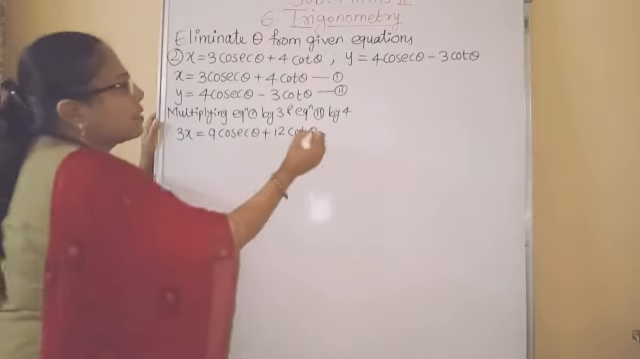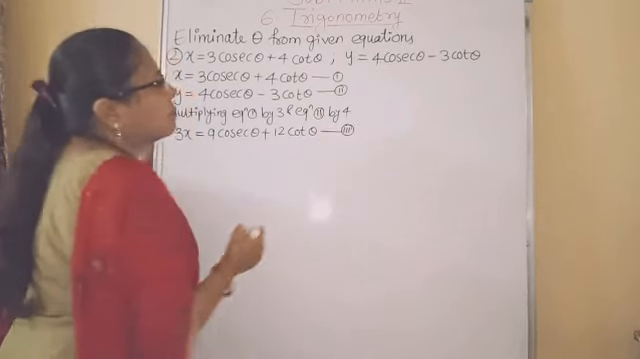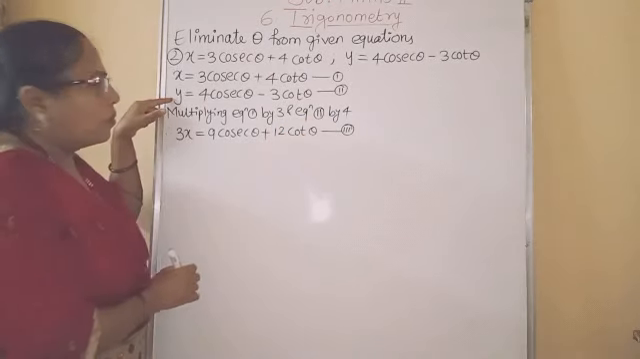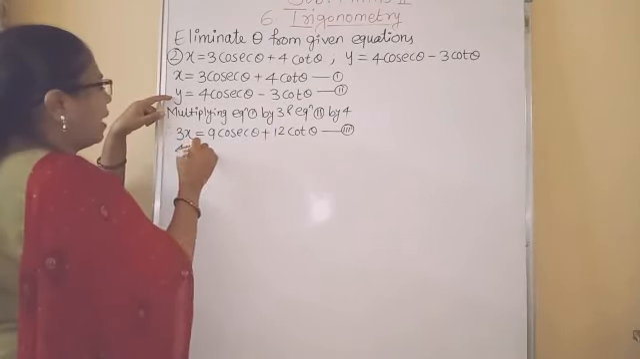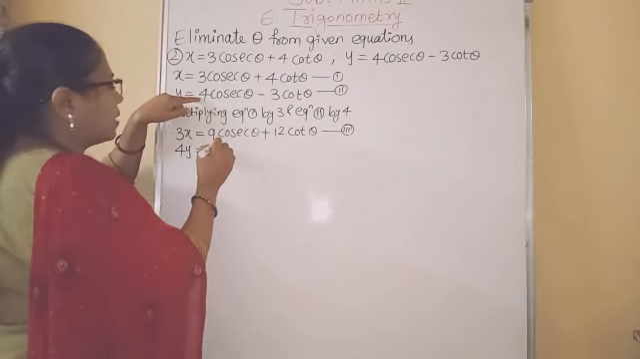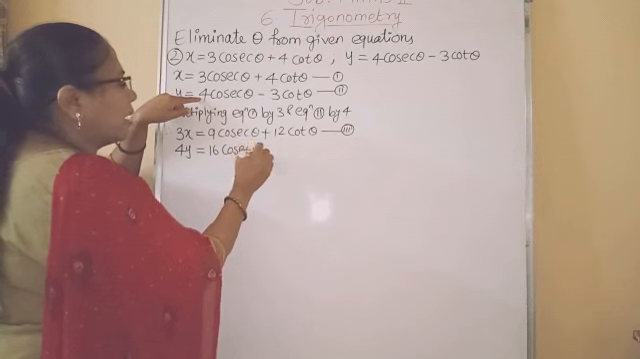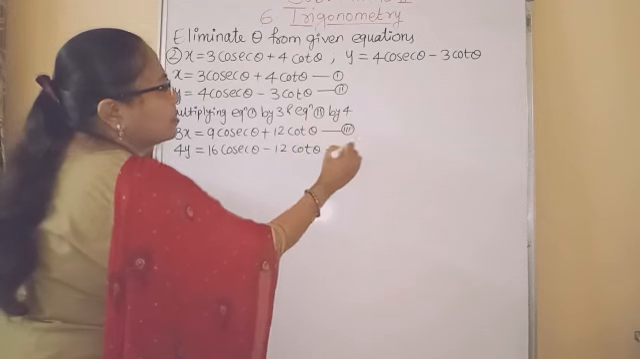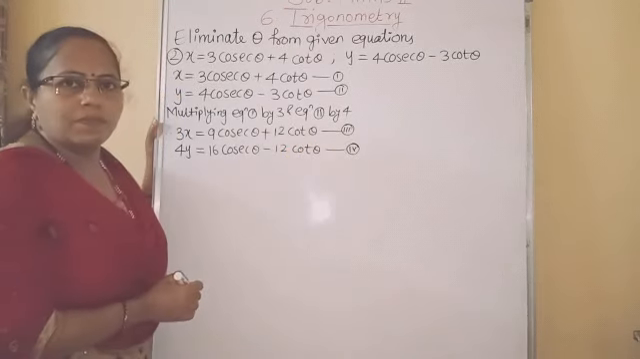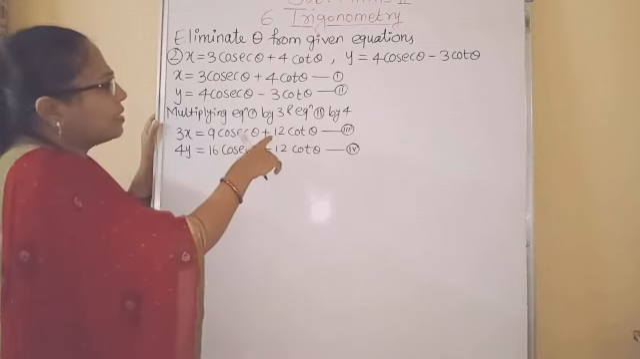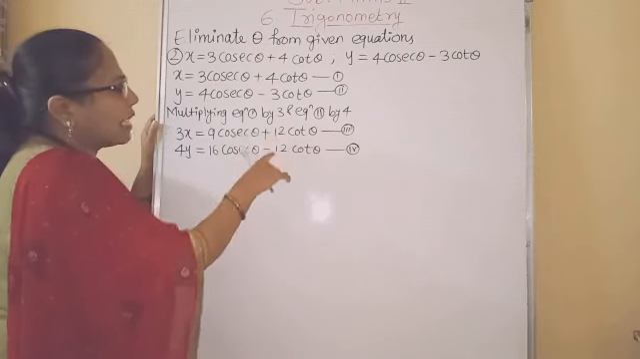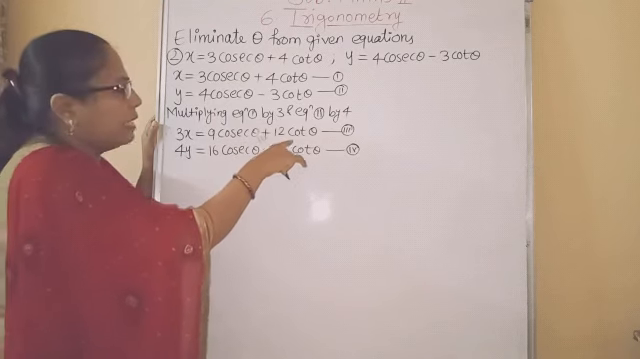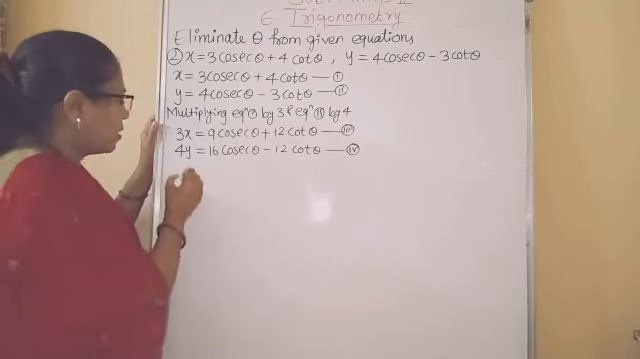Okay. This is our new equation number 3. Now, the second equation we have to multiply by 4. So here 4y equals 4 fours are 16 cosec theta minus 3 fours are 12 cot theta. This is our new equation number 4. Now here the cot theta terms have the same coefficient and have plus and minus signs. So to eliminate cot theta we will add these equations.